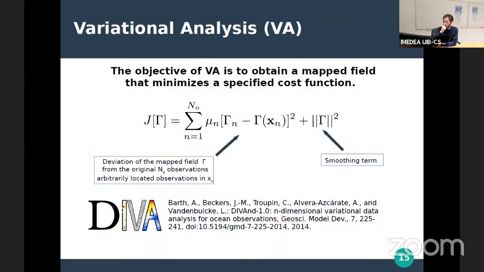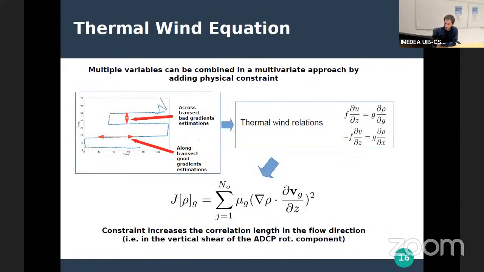So first of all, I'm going to present to you the variational analysis. It's an approach to map a field from our sparse observations, and it does this just by minimizing a cost function, and usually the cost function involves the deviation from our observations, and also a smoothing term. But the nice thing of this approach is that this basic cost function can be extended with further terms, and this is actually what I've been doing.